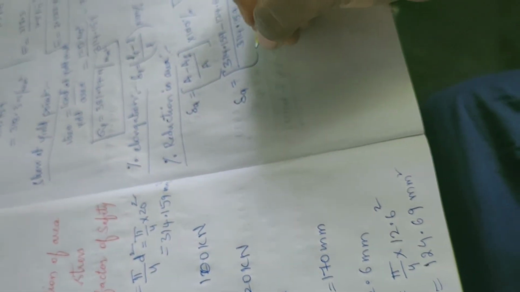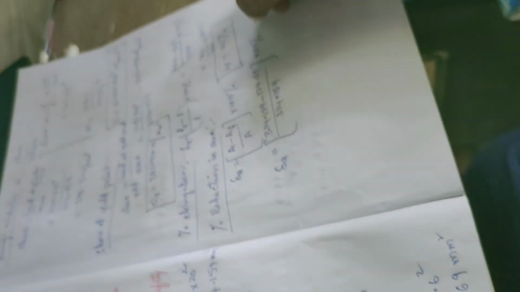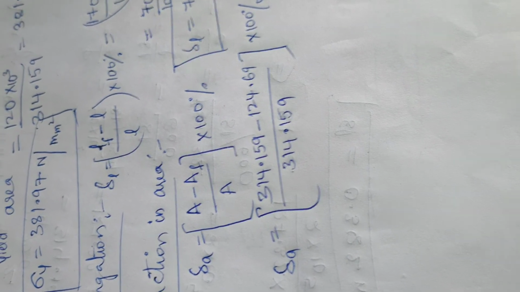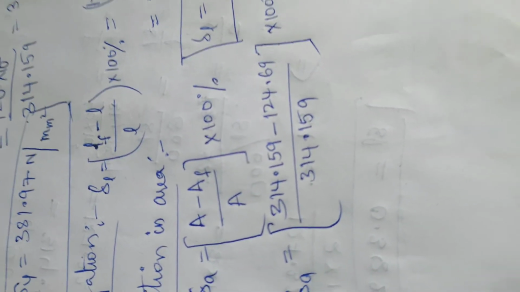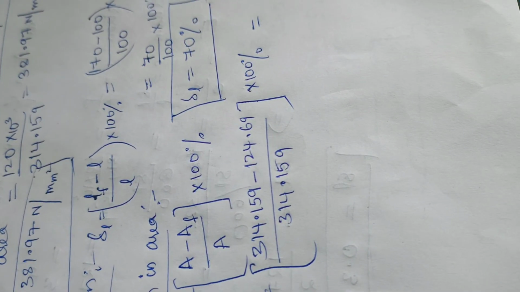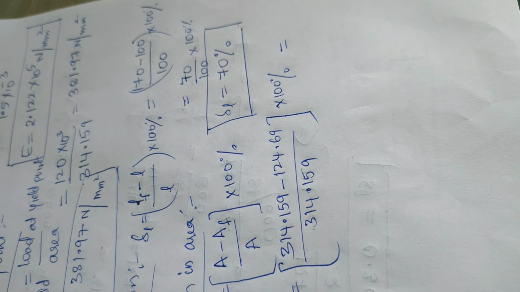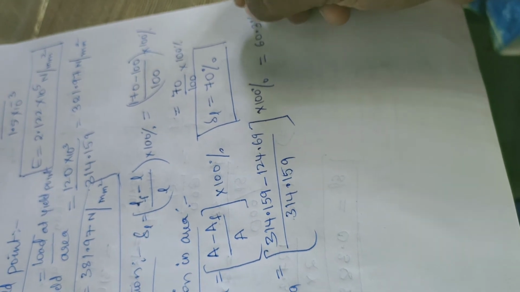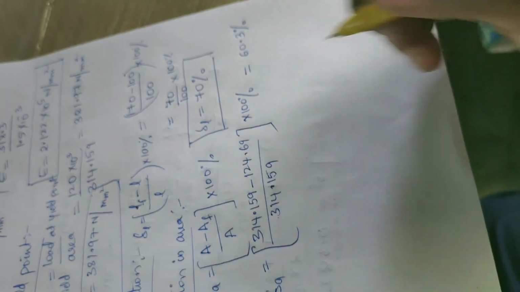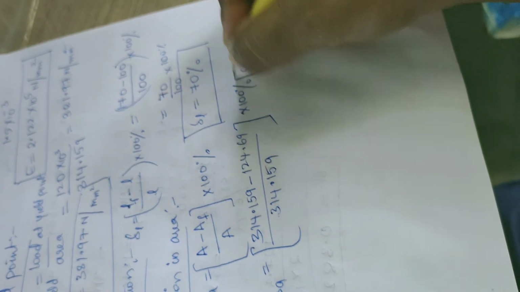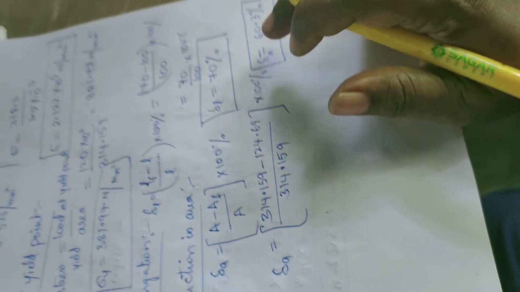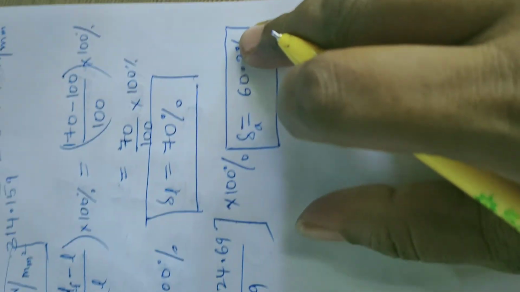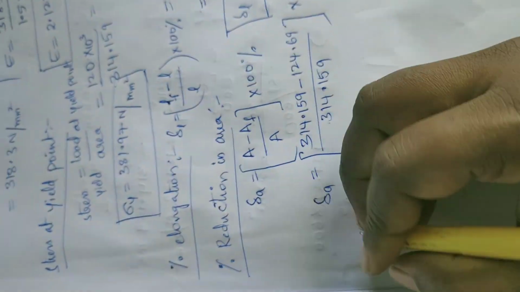So how much will I get? I have to calculate it again. 314.159 minus 124.69 by 314.159 into 100%. I am getting about 60.3%. So this is my percentage reduction in area. It means its area is decreasing by 60.3%, where the length is increasing by 70%.